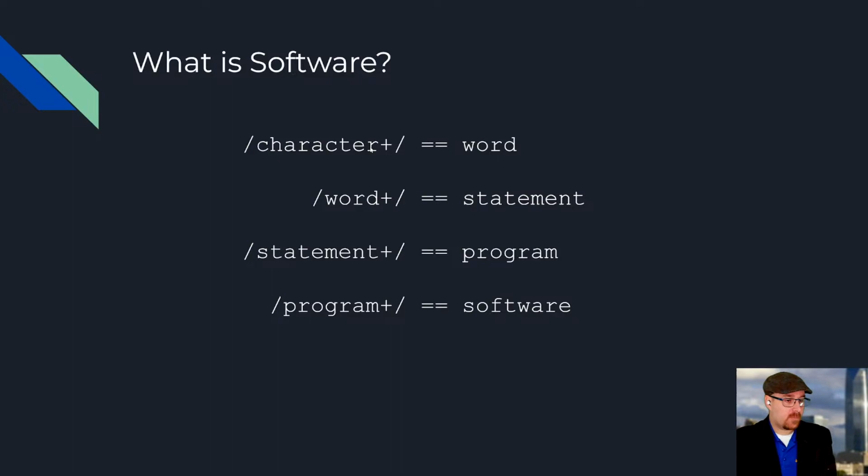So one or more characters is a word, one or more words is a statement, one or more statements is a program, and one or more programs is software. So this is a really cool, interesting way of looking at what is software. I altered it to have this regular expression because software could just be one program. You've written one program. That one program has one statement in it. It has one word in it. It has one character. Just return empty or whatever the case is. It's not very good software.